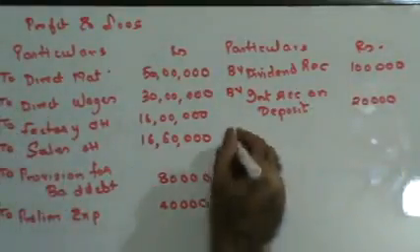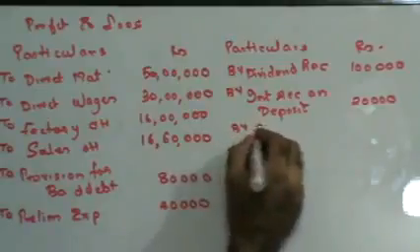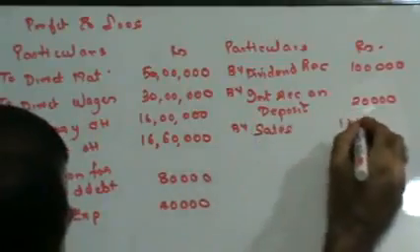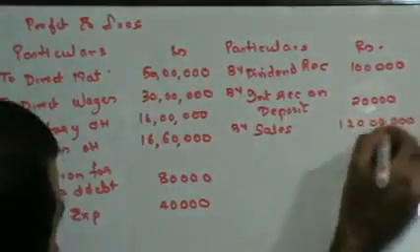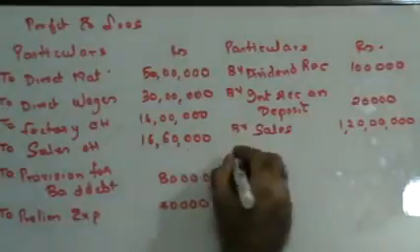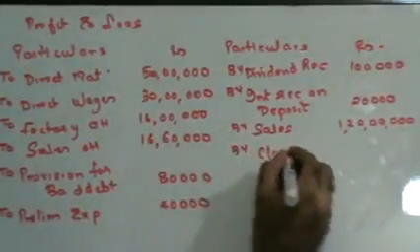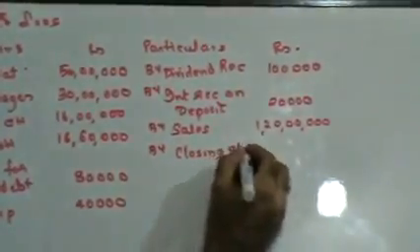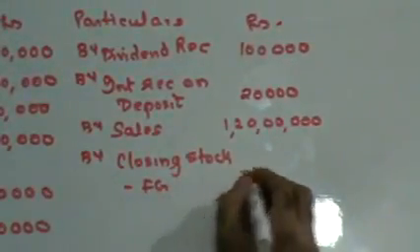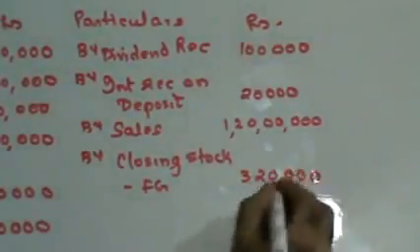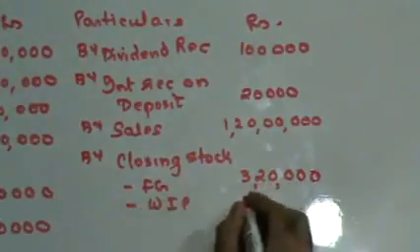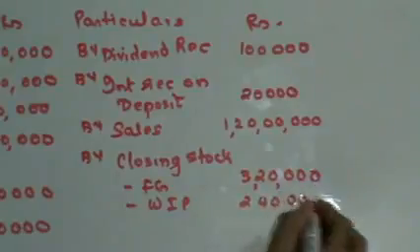Then you have by sales. Sales is 1 crore 20 lakhs. Then you have finished goods. By closing stock finished goods. Closing stock of finished goods is 3,20,000 and closing stock of work in progress is 2,40,000.